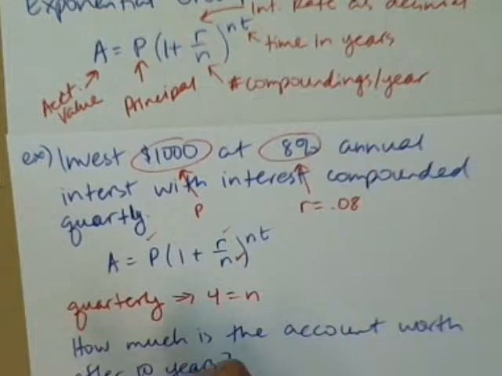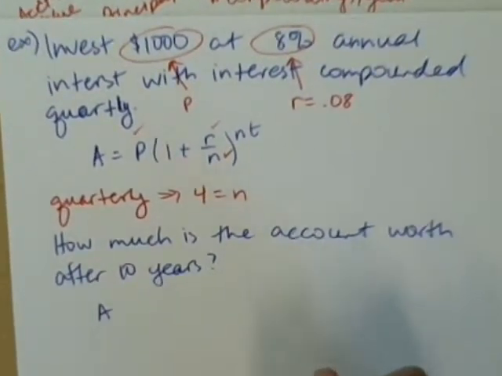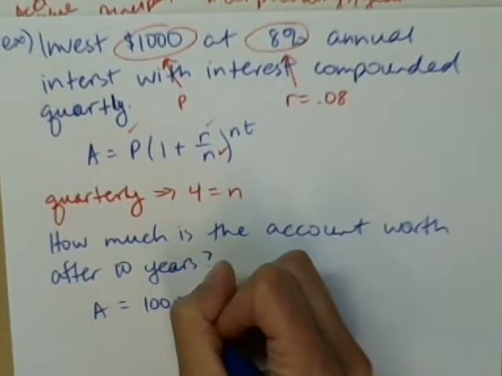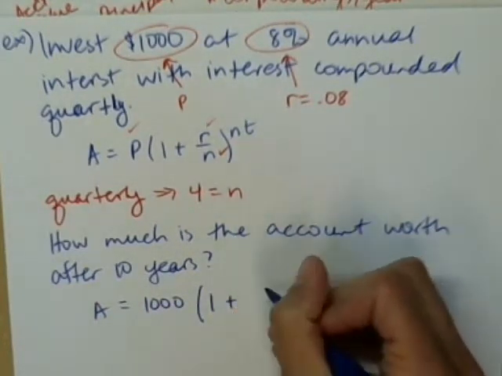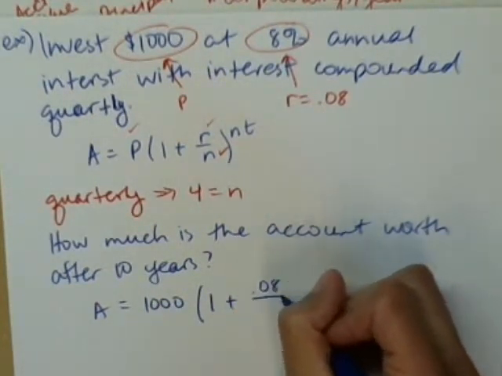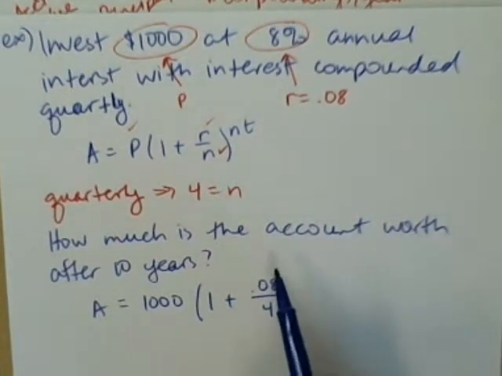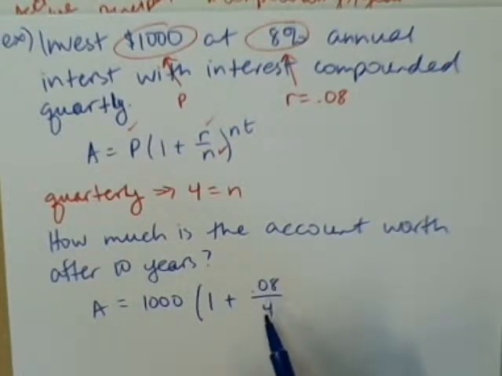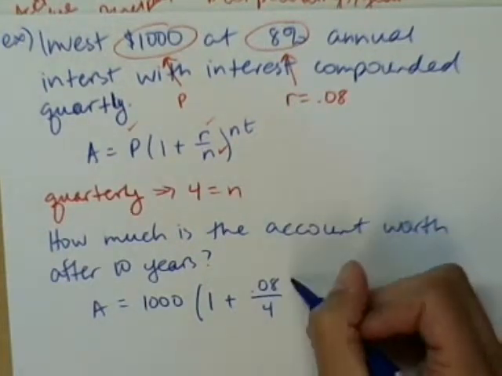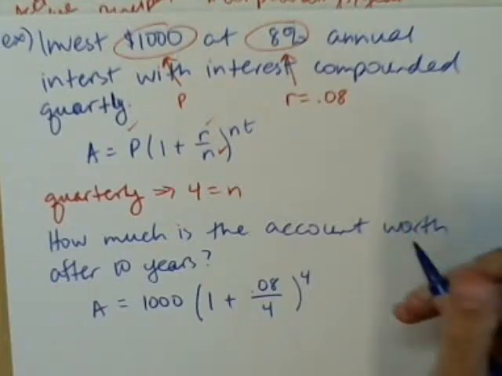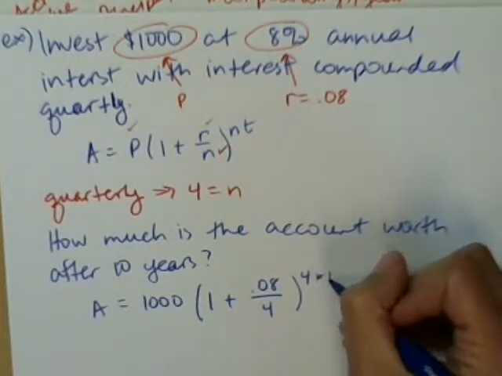Okay, so if we put everything in, I don't know what the account is worth, so I'm going to leave A as my unknown. A is equal to P, which is 1,000, times 1 plus R, that 8%, we wrote as a decimal 0.08, divided by 4 compoundings per year. Notice with that annual interest, you don't get 8% every quarter, you get 1/4 of 8%. So that's why the formula looks the way it does. N is 4, and then T is 10.